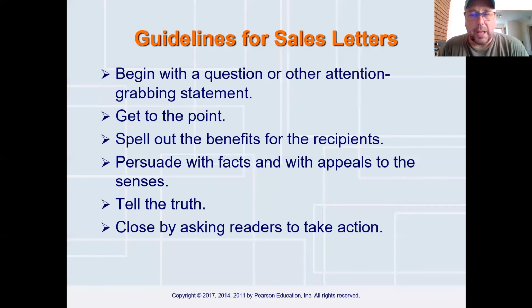So what I mean by that is if you look at your resumes, some people are going to have an objective, and some people are going to have a summary. That's going to be your attention getter. Make sure it can't look routine. Make it pop a little, make it have a little something different. Get to the point, spell out the benefits for the recipients. What are your job skills? What are your qualifications? Persuade with facts and with appeals to the senses.